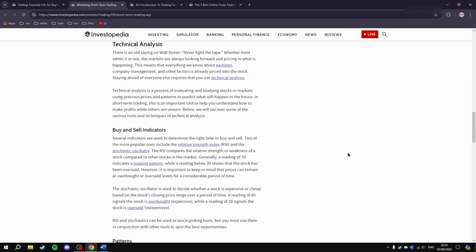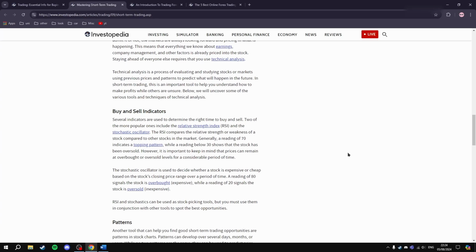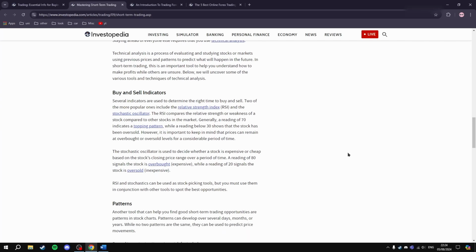Staying ahead of everyone else requires that you use technical analysis. Technical analysis is a process of evaluating and studying stocks or markets using previous prices and patterns to predict what will happen in the future. In short-term trading, this is an important tool to help you understand how to make profits while others are unsure. Below, we want to cover some of the various tools and techniques of technical analysis.